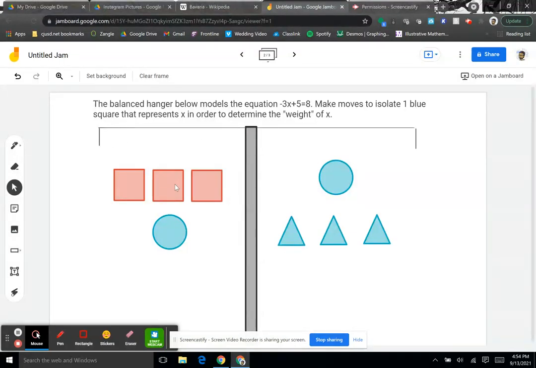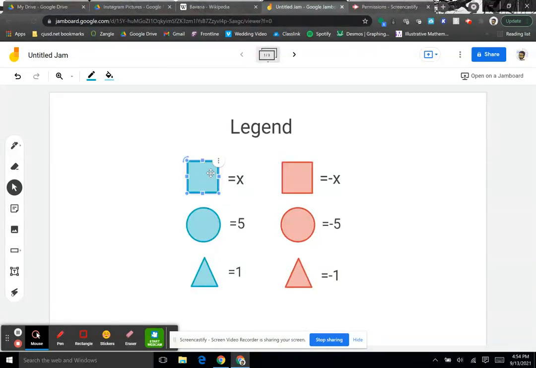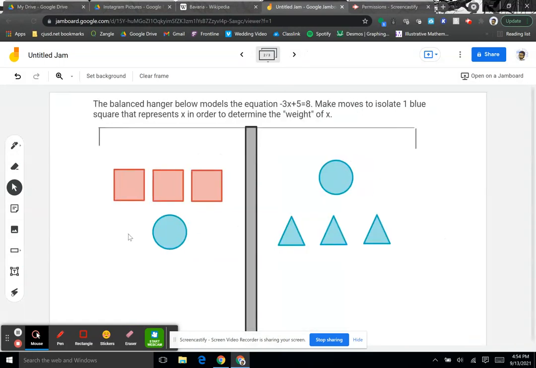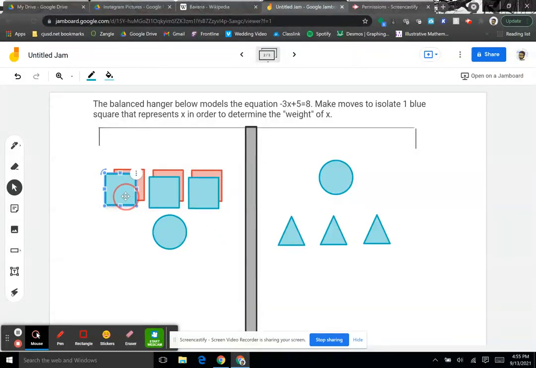I have 3 red squares, so I don't want them to be red anymore. I want them to be blue. So to undo those 3 red squares, I have to apply their opposites. I'll stack these on top. I'm just copy and pasting, Control C, Control V, boom, super quick. Kids can do this on a computer just like this.